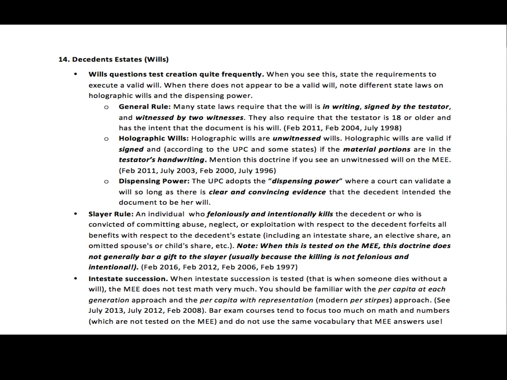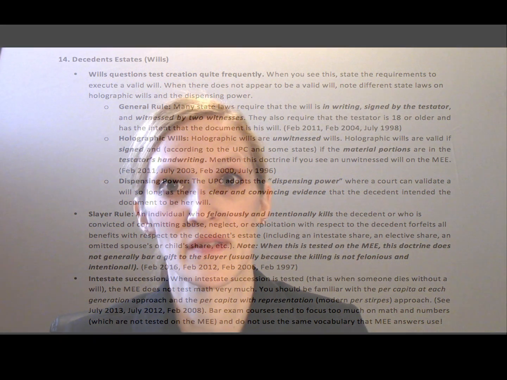Sometimes in wills questions, the Slayer rule is tested. They want you to know if someone intentionally and feloniously kills somebody, then that person cannot recover under their will. However, virtually every time this has been tested on the MEE, the slayer will still get the gift, so the rule will not bar the gift to the slayer. Lastly, wills questions sometimes test intestate succession, or what to do if somebody dies intestate, like without a will. These tend not to focus on math so much, so if you hate the math portion of it, don't worry about it too much, but still be well versed in the laws of intestate succession and who usually takes pursuant to the rules of intestate succession if somebody dies without a will.